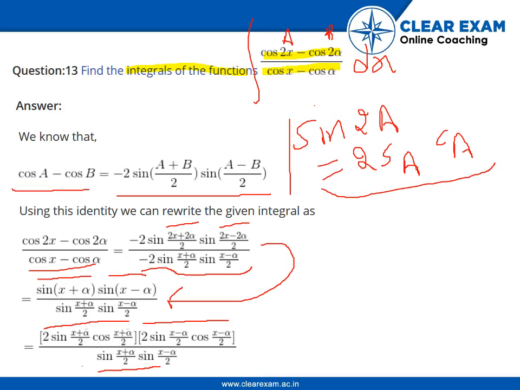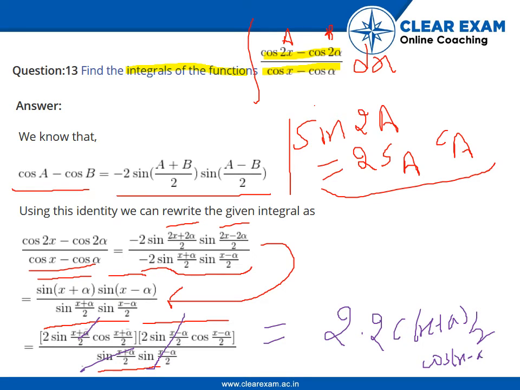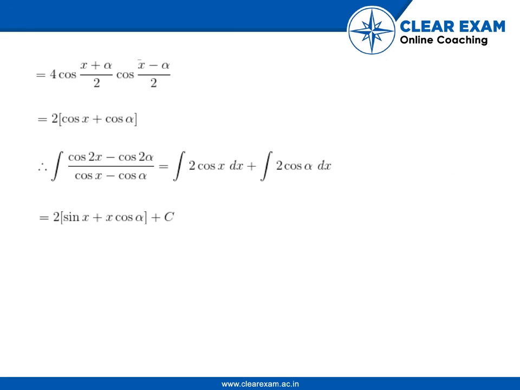Now what should be our next step? We can see that this part cancels with this part. So what we get now? We get 2 into 2 cos of (x plus alpha) by 2 into cos of (x minus alpha) by 2. Now let us move to the next slide. Okay. So finally we have 4 cos (x plus alpha) by 2 cos (x minus alpha) by 2.